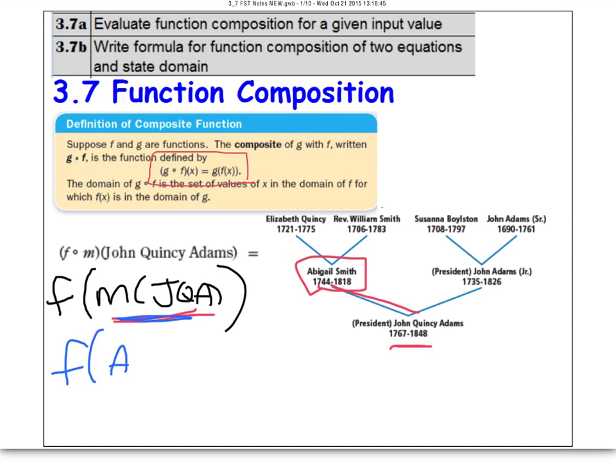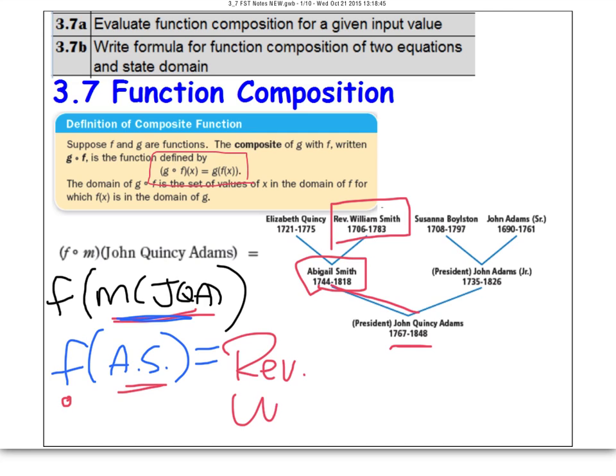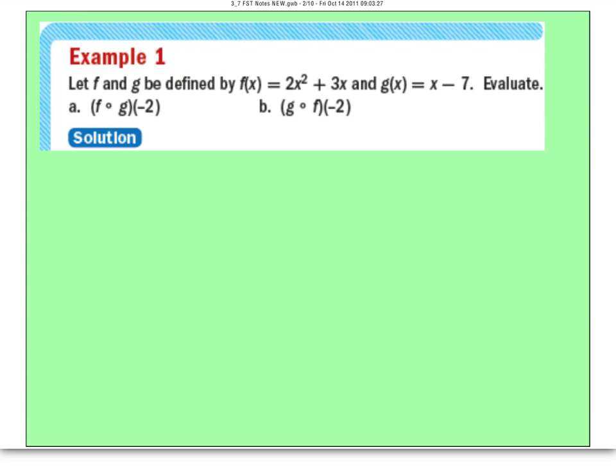So now I'm going to put the answer in there. So we said Abigail Smith. Now the question is, who is the father of Abigail Smith? You go to Abigail Smith, you find her father, and the answer to this question would be Reverend William Smith. So this is a real-life example of how function composition would work. Let's look at a numerical example.